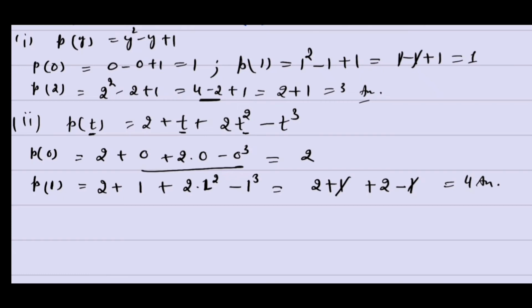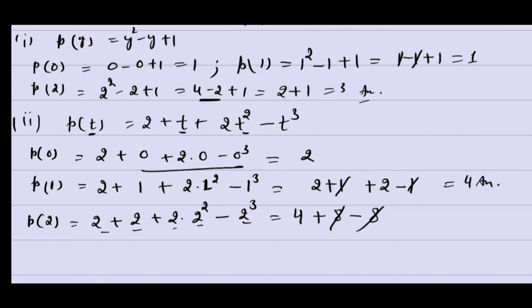Next we have to put t equal to 2. So this will become p(2) is equal to 2 plus 2 plus 2 into 2 raised to power 2 minus 2 raised to power 3. So this will become 4 plus 8 minus, this is also 8. They will get cancelled and 4 is my answer.